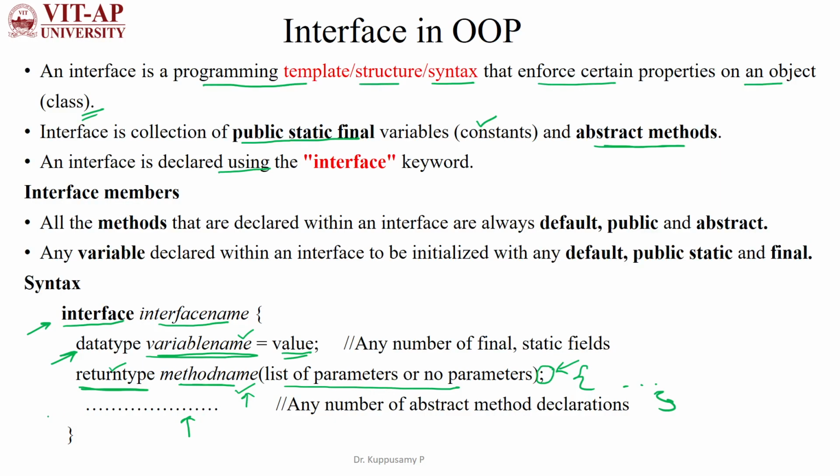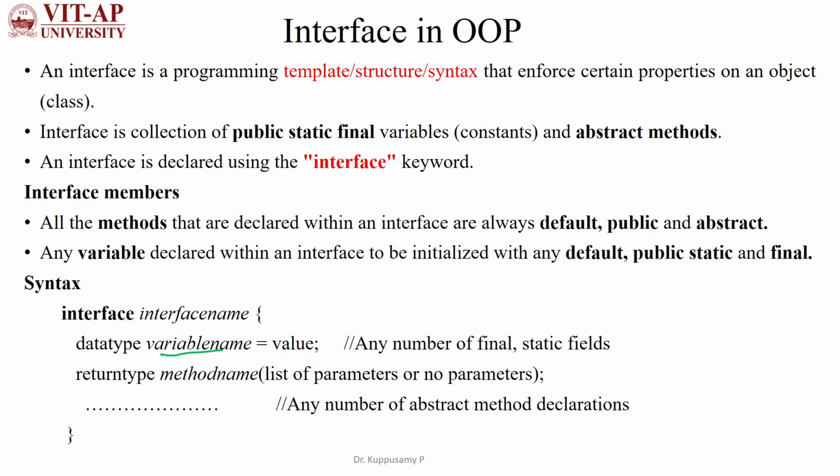This is called a method signature, right? Here the interface has two kinds of members. One is the variables, and the other is the methods. All the methods declared within the interface are by default public and abstract. It should be abstract. Abstract means the method should not have a method definition or body of content.